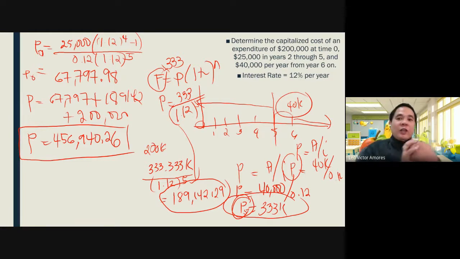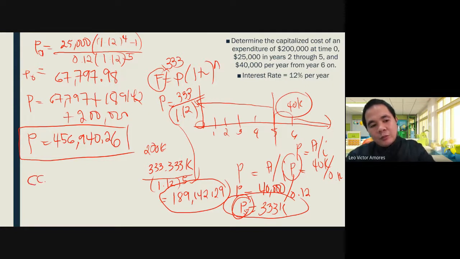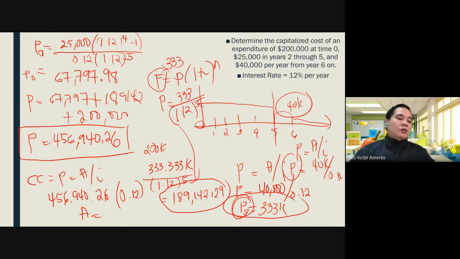Your total value of the investments is the 200,000, the 25,000 from year 2 to 5, and the 40,000 from year 6 on. Getting the capitalized cost, the formula is P equal to A over I. So, your 456,940.26 times 0.12, to consider the annuity payment. That is 54,832.83.